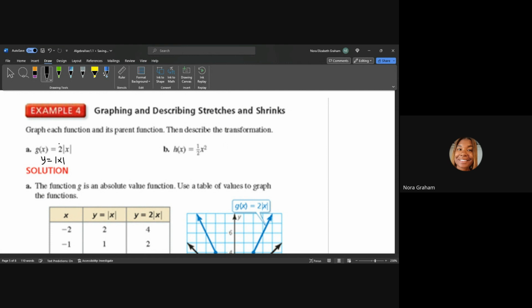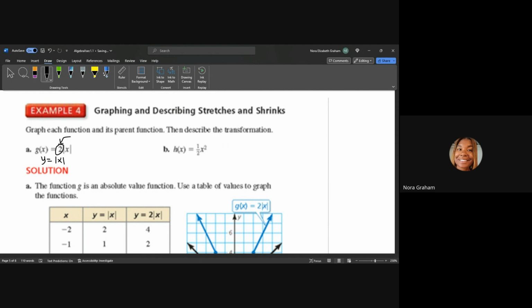And again, I'm going to circle my transformation. The only transformation I see is that my absolute value bars are being multiplied by this 2. So remember in the beginning with our vocab, we said if we have a factor of more than 1, then that means it's going to cause a stretch.